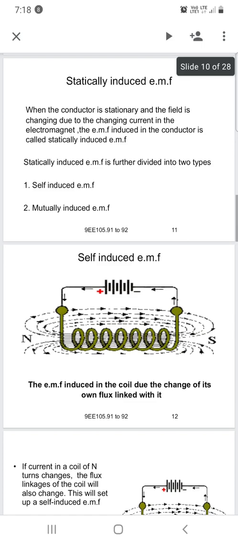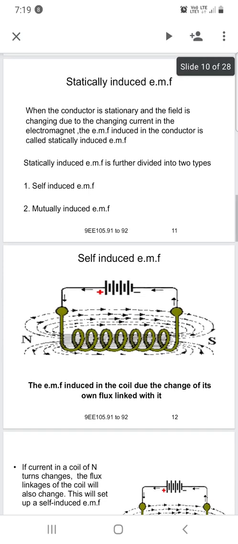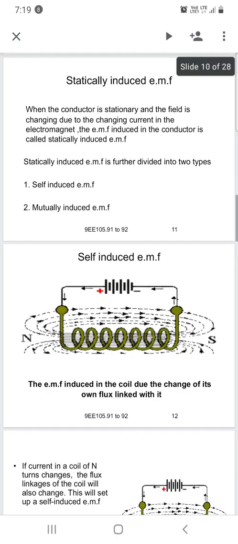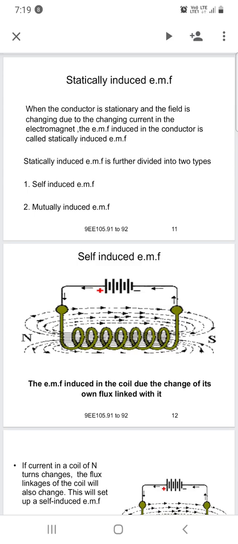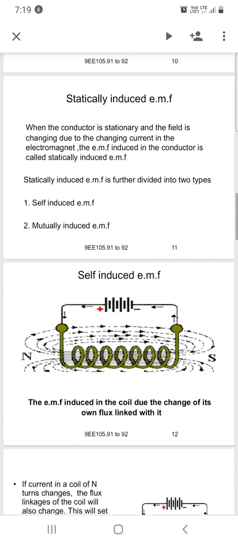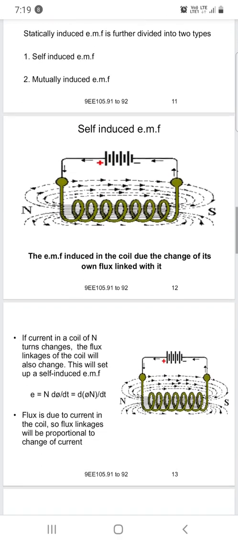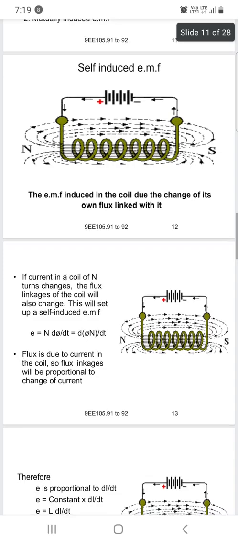So the statically induced EMF is when a conductor is stationary and the field is changing due to the changing current in the electromagnet. Then the EMF induced in that conductor is called statically induced EMF. There are two types. The first one is self-induced EMF, and the second one is mutual induced EMF.